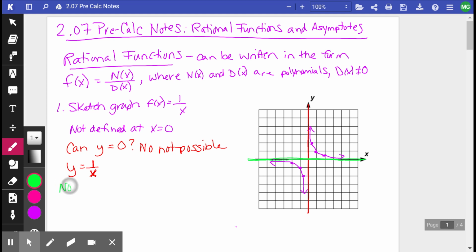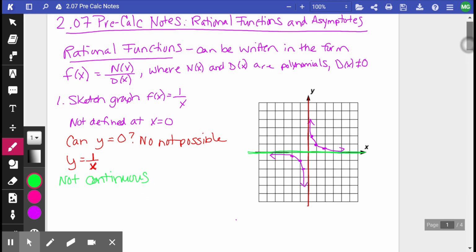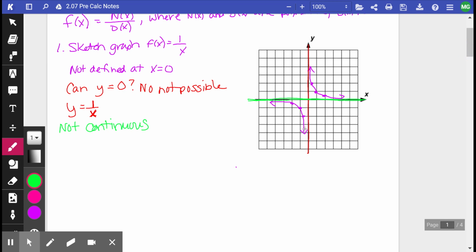Also take a note here that this is not a continuous graph. And what that means is you can't take your pencil and trace the entire graph without lifting up your pencil. You'd have to lift it up at the end of this curve to hop onto the other one.